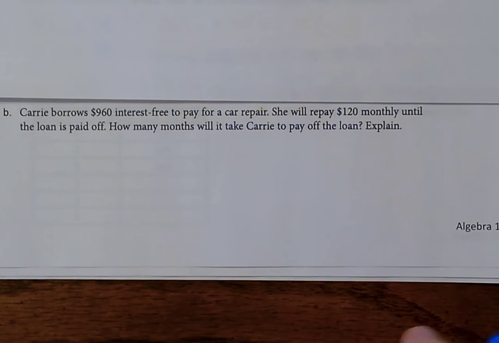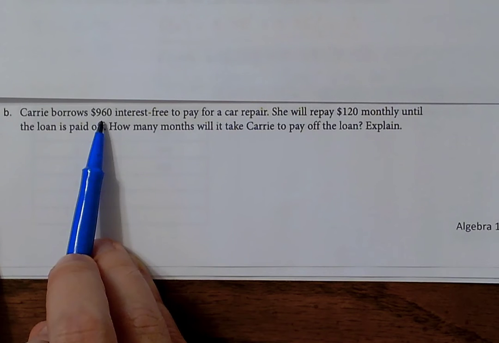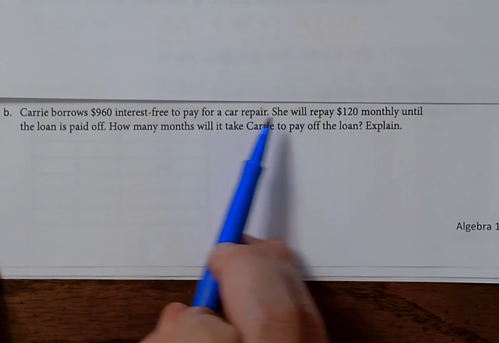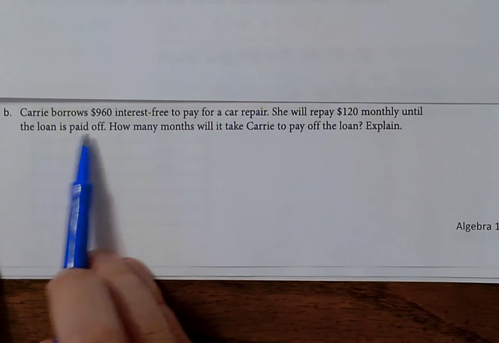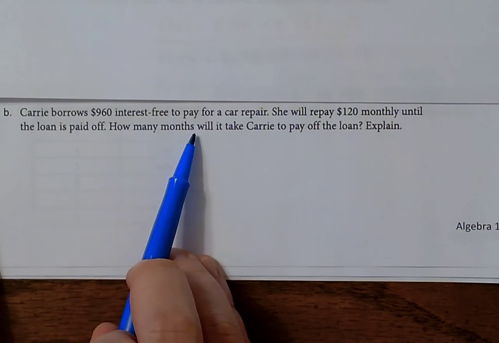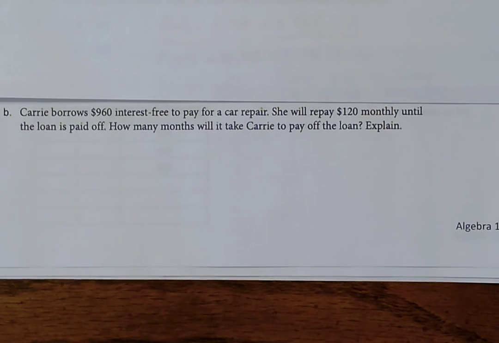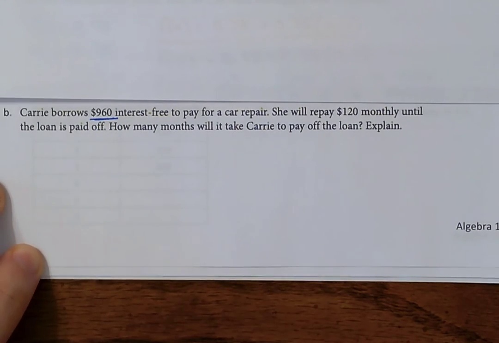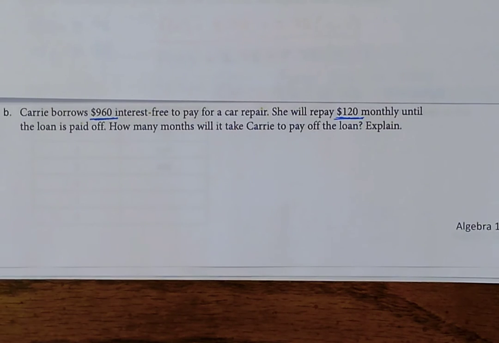All right, for part B, it states Carrie borrows $960 interest-free to pay for a car repair. She will repay $120 monthly until the loan is paid off. How many months will it take Carrie to pay off the loan? Explain. So, for this situation, we have Carrie borrows $960, and each month she repays $120.